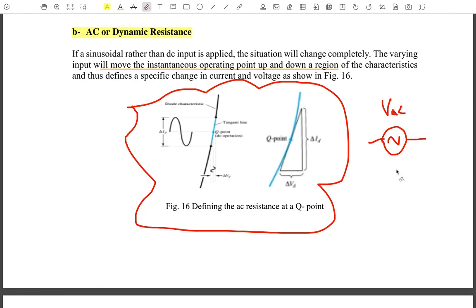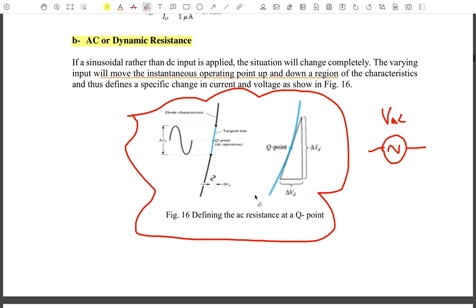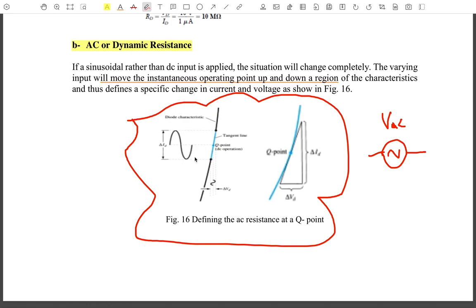Okay, so VAC, when we apply alternating current, I remember when I was plotting this figure on a whiteboard in university. There's a point, every point on this sine wave, it will be a junction in time. That means moving the instantaneous operating point up and down the region.